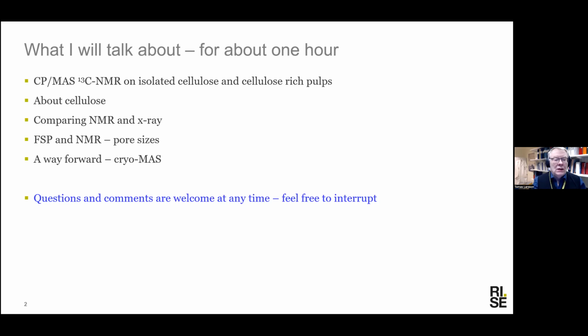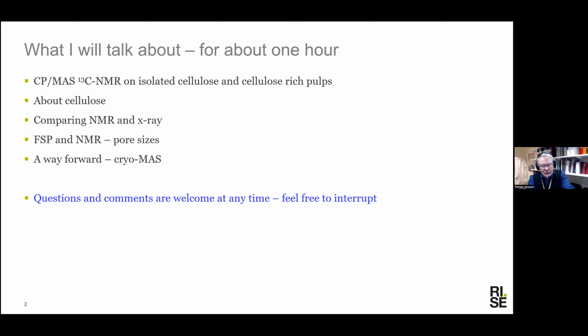NMR doesn't stand by itself. You can compare it and use other techniques to obtain complementary information, so I'll talk a bit about that. We also would like to use a technique called FSP and NMR to address not only what's there, but what's not there. With that, I mean porous materials, because when you isolate cellulose, you normally end up with a fiber wall, and that can be quite porous. Pore sizes are of importance, as well as particle sizes.